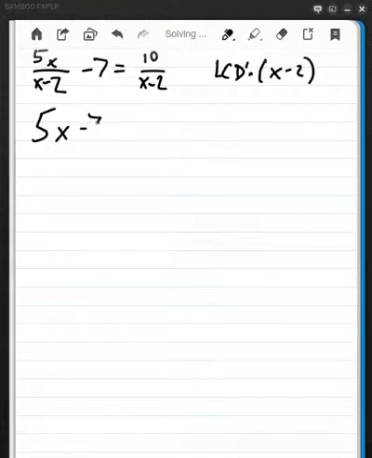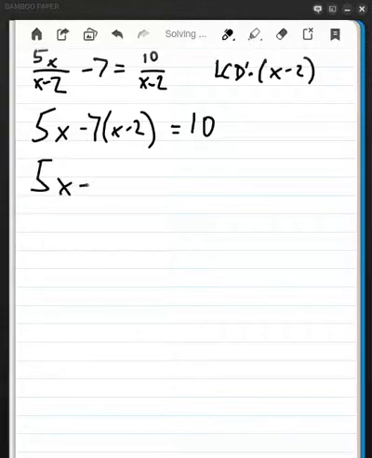I multiply -7 by x minus 2. Nothing reduces because it's not a fraction. Multiply this term by x minus 2, I'm going to get 10 times x minus 2 divided by x minus 2. The x minus 2 will reduce, and I'm just left with 10. Okay, let's expand this out. 5x minus 7x plus 14 is equal to 10.